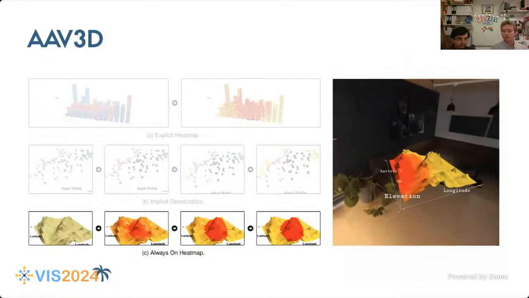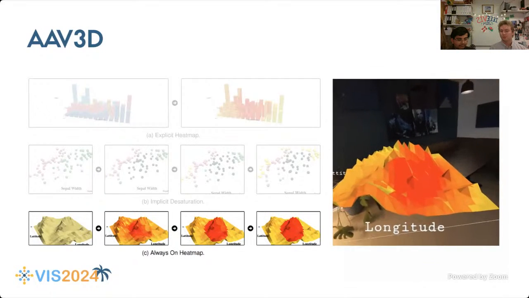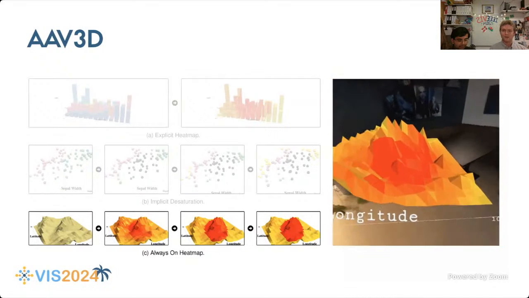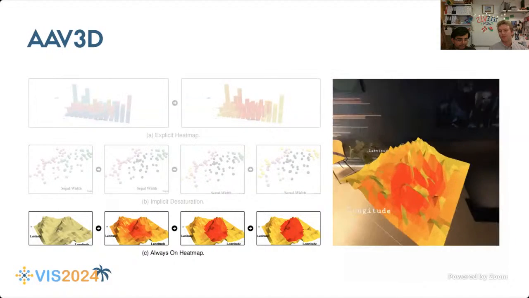And finally, we can also just constantly show the user where they're currently looking and where they have looked more than other places. So in this surface plot, the more you look at a certain area, the more red it becomes, showing you where you have looked at a lot and where you have looked at less.